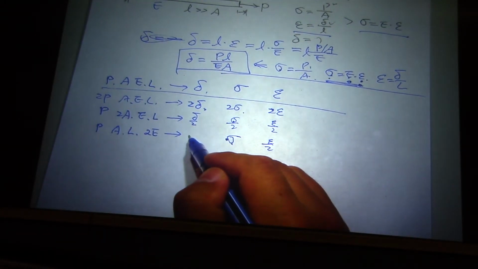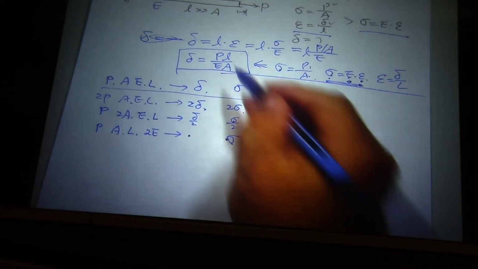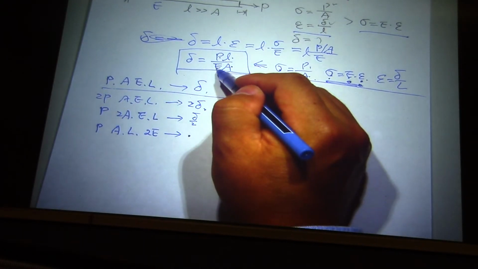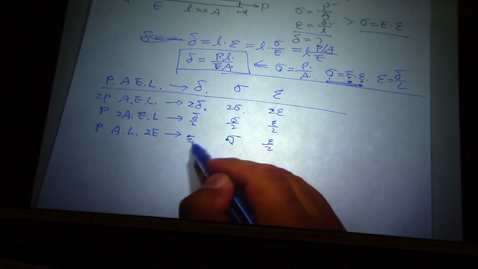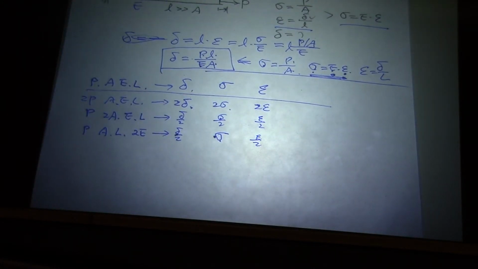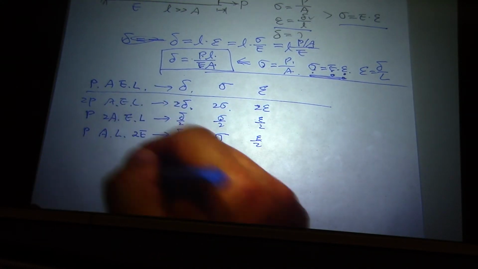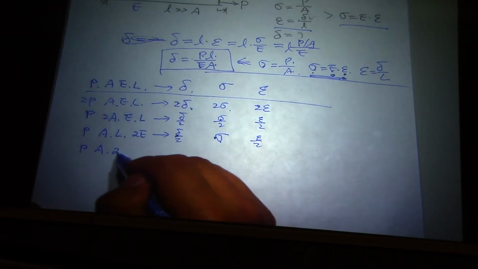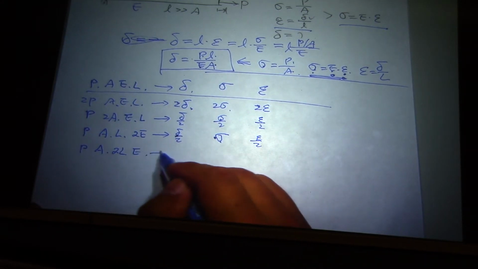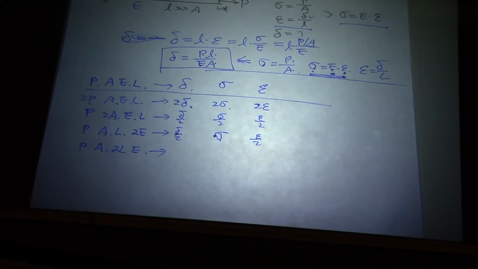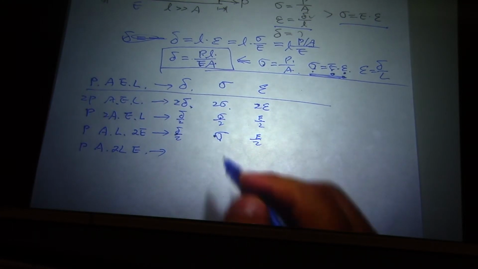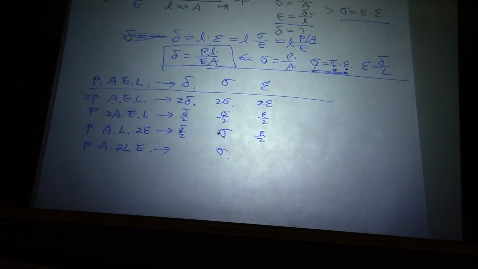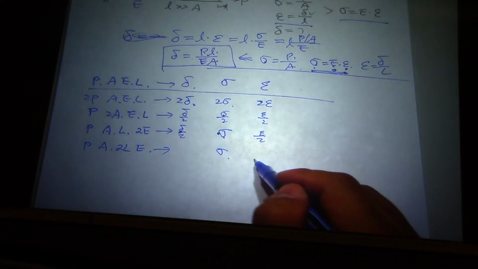Okay, now what about elongation? It's going to be half. Everything else the same, except E is double. So delta will be half. Right? Okay, you can keep doing this all the time, right? Let's do another one. Same load, same A, twice the length, same material. Sigma stays the same. Okay, sigma stays the same.